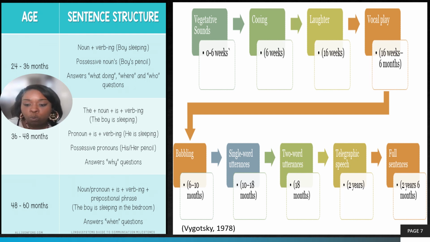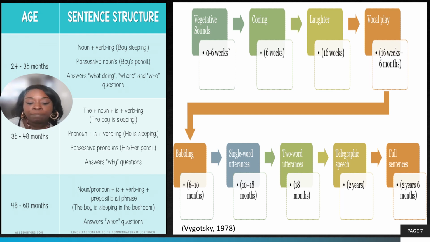You want to see cooing. You want to see laughter. That's part of language, and also vocal play. They might start making little sounds and making connections to what they hear around them. They may even mimic you at 6 months. Then babbling, which sounds like nonsense, but that's their way of communicating to you.